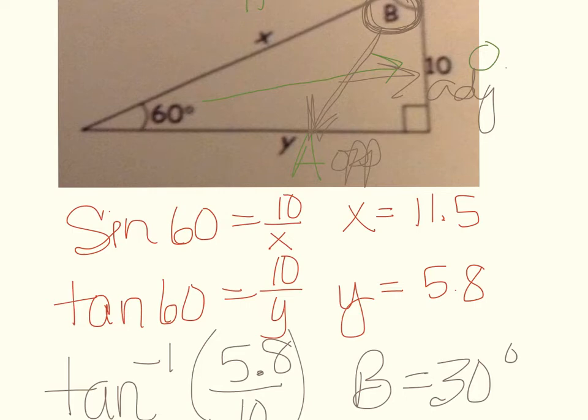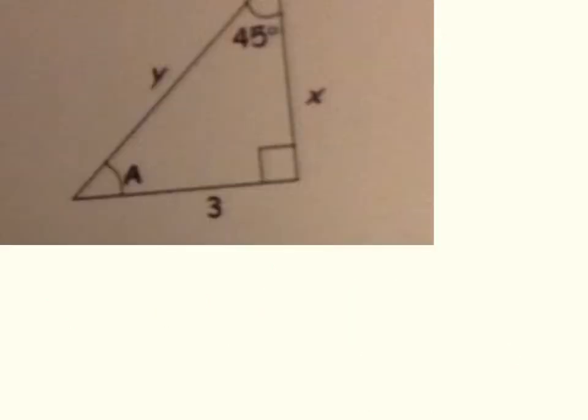Alright, let's look at the next one. Alright, I'm going to do the same thing. I'm going to look at my reference angle. My reference angle is 45 degrees. So I'm going to identify the side that is opposite, the side that is adjacent, and the hypotenuse. So if I wanted to solve for x, I have the opposite over the adjacent. That's a trig function, tangent.